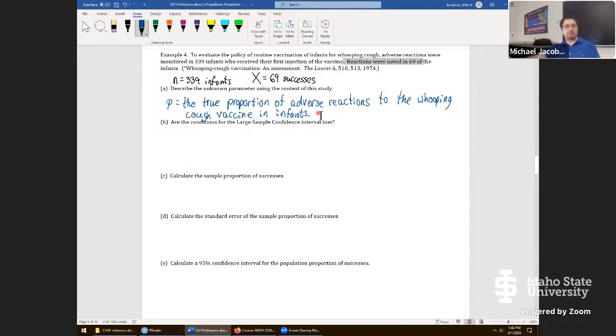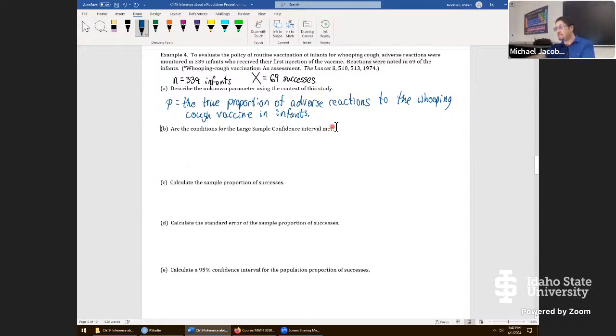Who knows what those adverse reactions were, but I actually Googled whooping cough mistakenly. I don't recommend it. That's a pretty terrible thing to go through. So, but whatever those adverse reactions were, it was probably better than the disease.